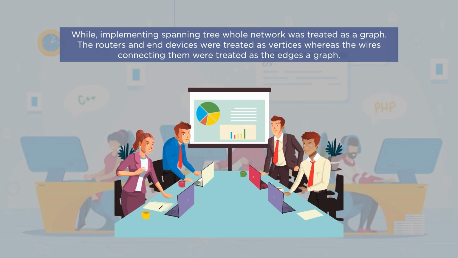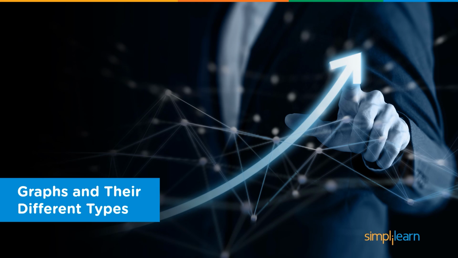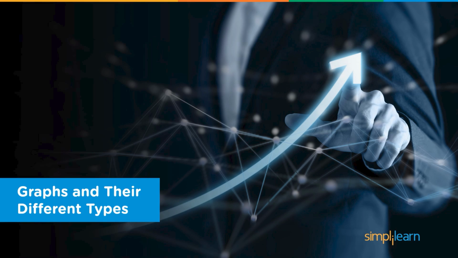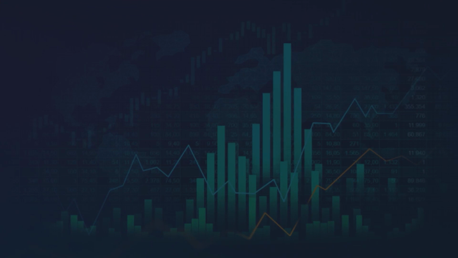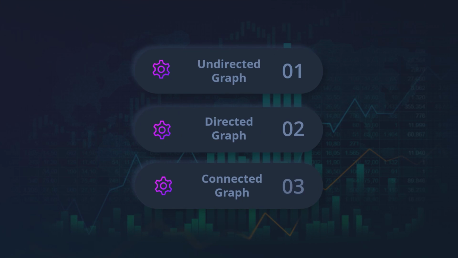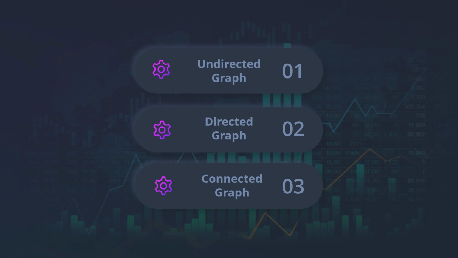But before understanding how Patrick's team was able to solve this problem using a minimum spanning tree, let's first understand the basics of this data structure. This will allow us to get a clear insight into how a spanning tree solves network routing problems. So let's start with graphs and their different types. Basically, a graph is a structure made of nodes and edges connecting them. And there are three types of these graphs based on the types of edges. The first is the undirected graph, the second is the directed graph, and the last is the connected graph. Let's understand these types completely in the upcoming slides.